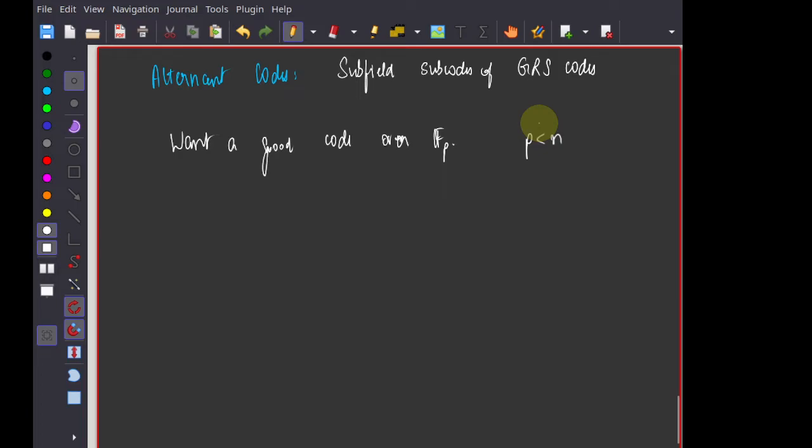So what do we do? You choose an m. A good code is one which, for a given rate, has a large minimum distance. That's what I mean by a good code: large rate, large minimum distance. So you choose an m such that p to the power m is greater than n.